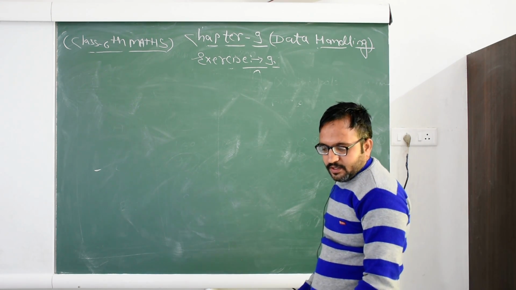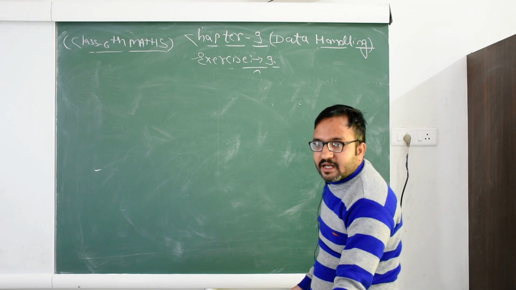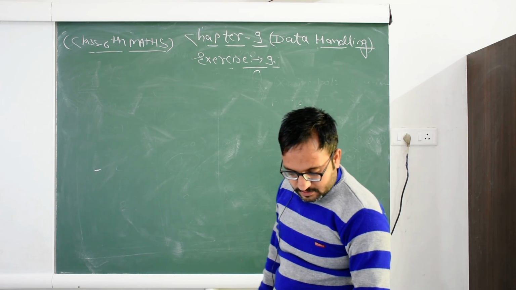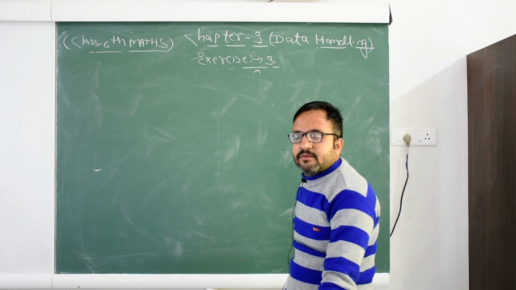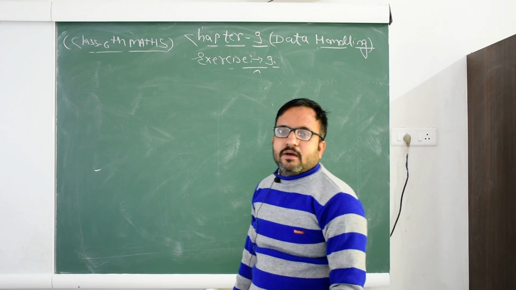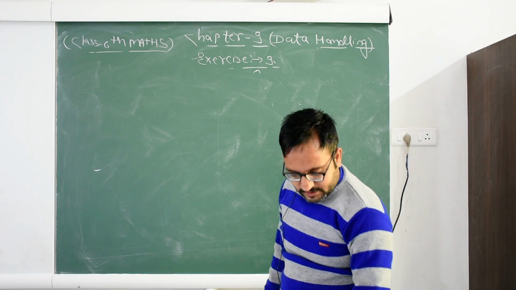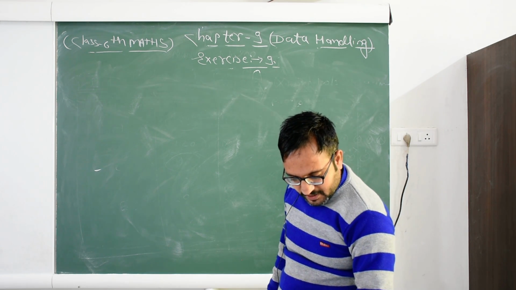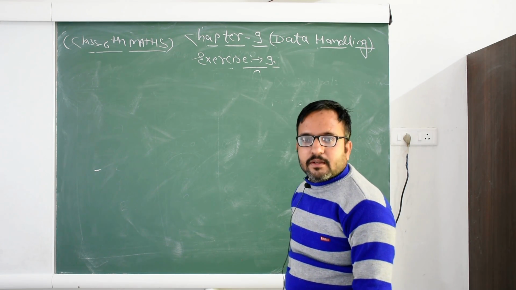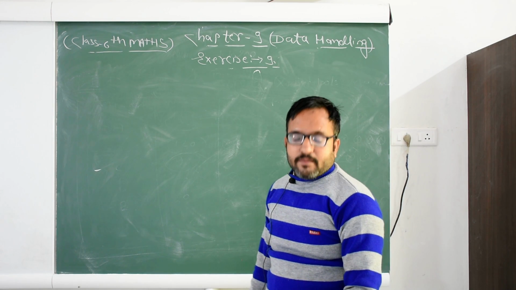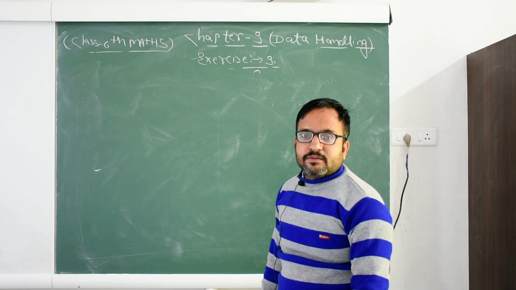Now the bar graph is already given. So with the help of this bar graph, we have to decide and give the answer to each particular question. Your first question is: in which year is the production of wheat maximum?